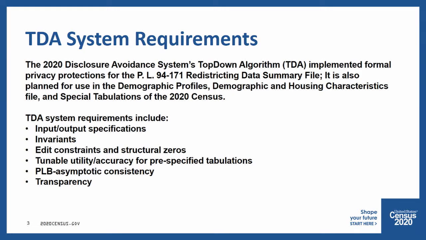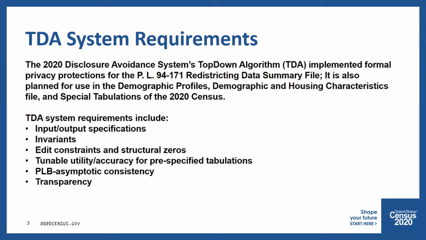The first of these was that the top-down algorithm had to exist within a predetermined data processing environment. So we had to ingest data in a pre-specified format in the form of the census edited file, which is the confidential microdata of the 2020 census. And we had to be able to output privacy protected microdata to feed into the decennial census's tabulation systems. So we did have this microdata input and output requirement.